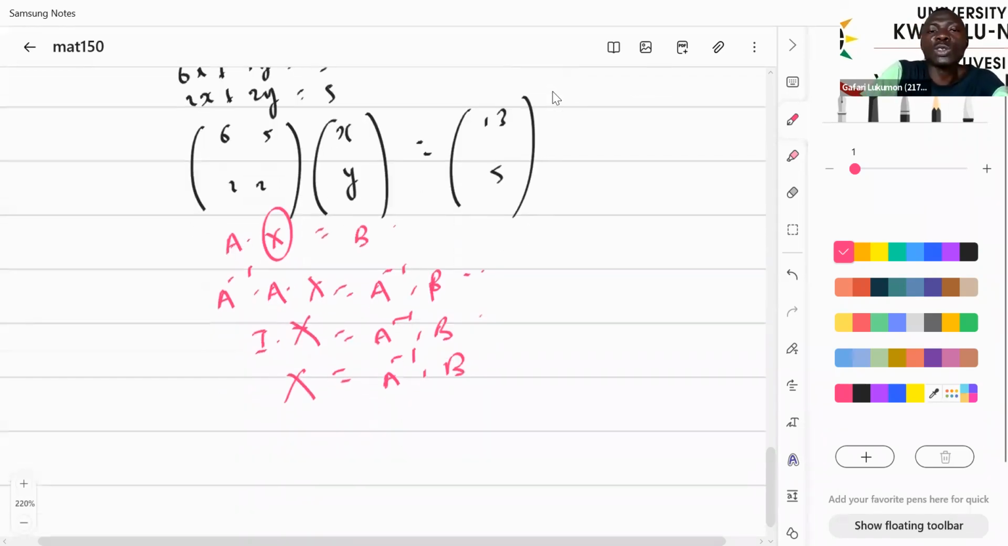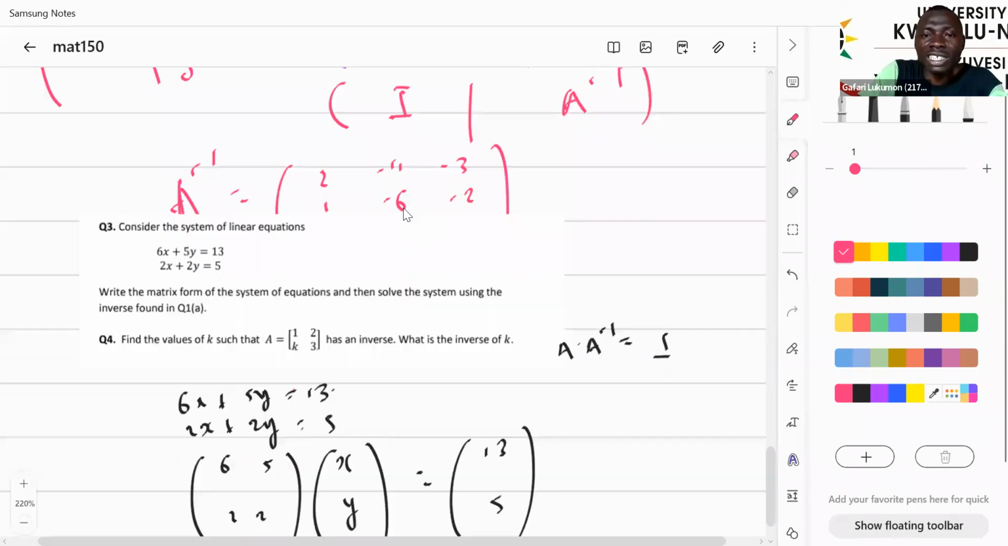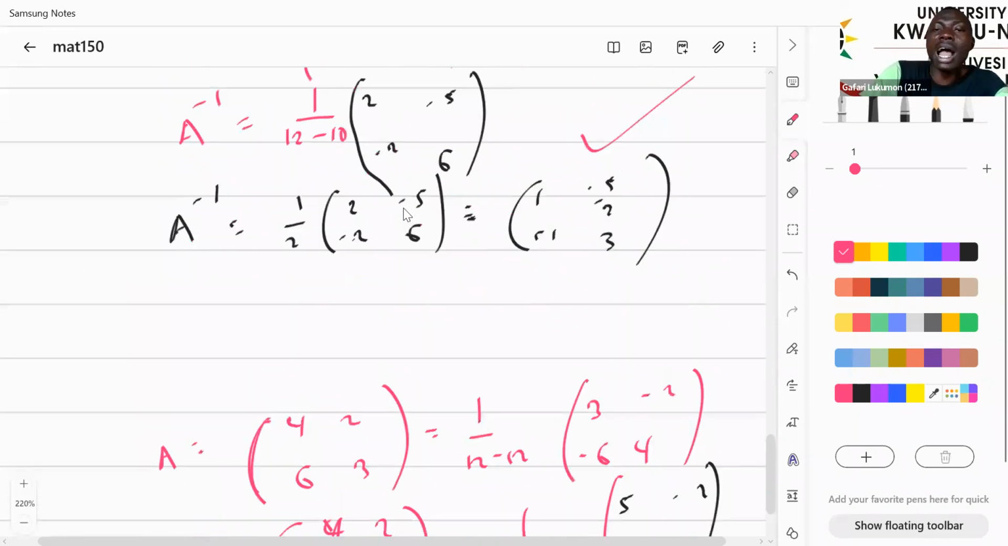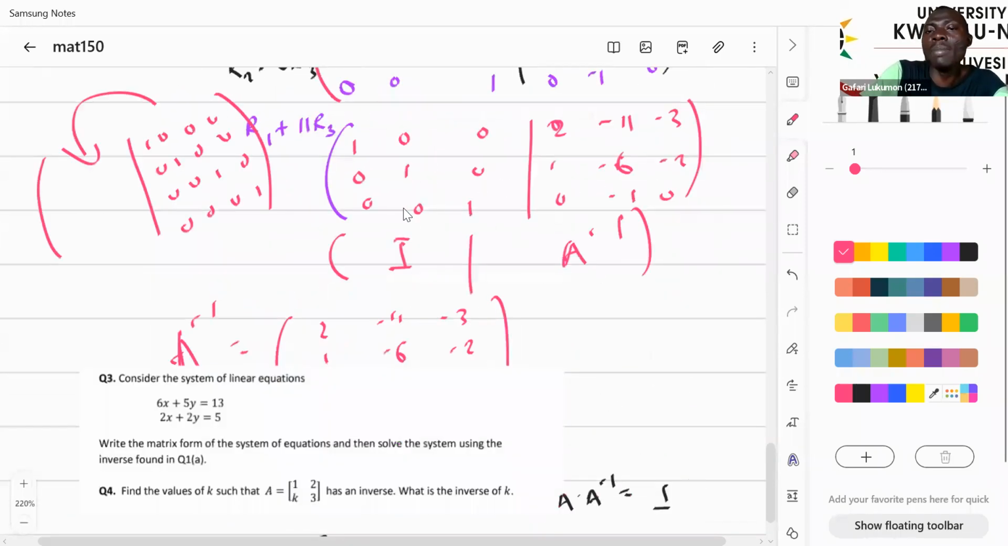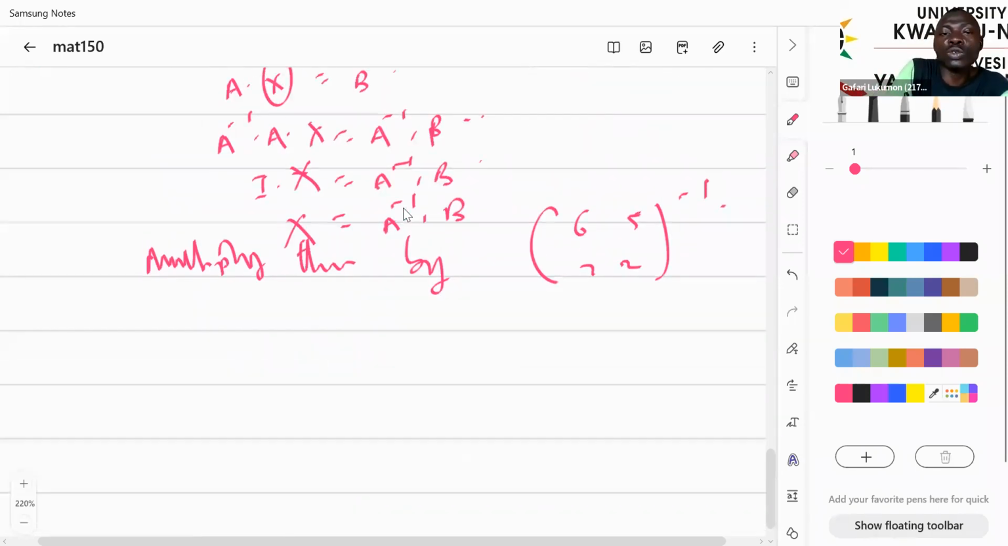Okay, now let us multiply. Just multiply through by the inverse of 6, 5, 2, 2. Anybody? What is the inverse of this matrix? I think we obtain it up. What is the inverse? Anybody? 1 minus 5 over 2 minus 1, 3.